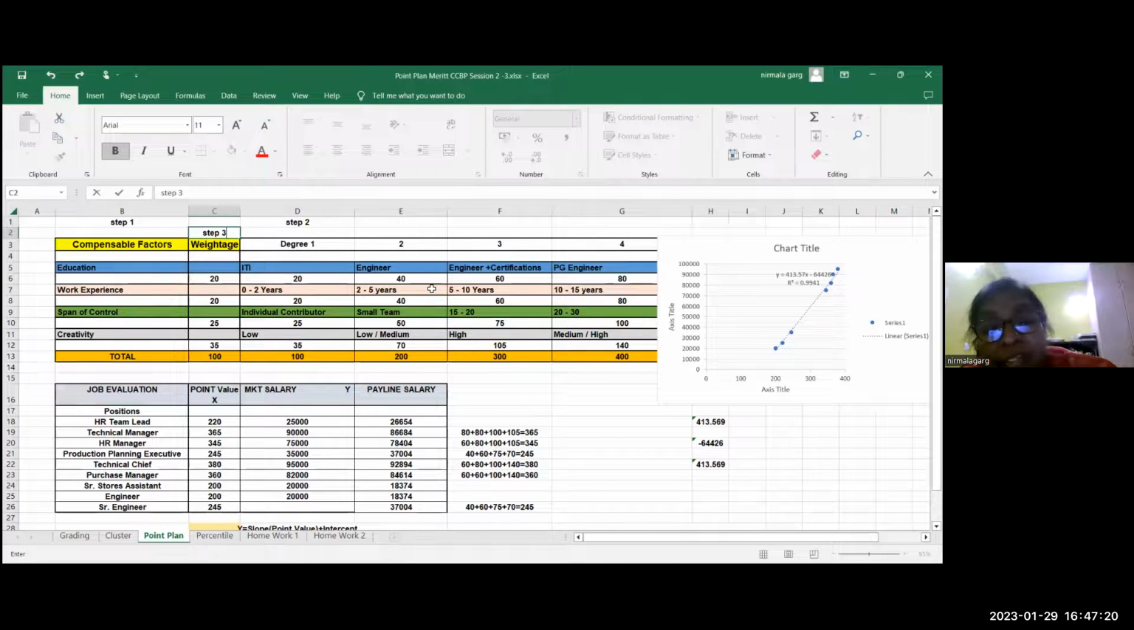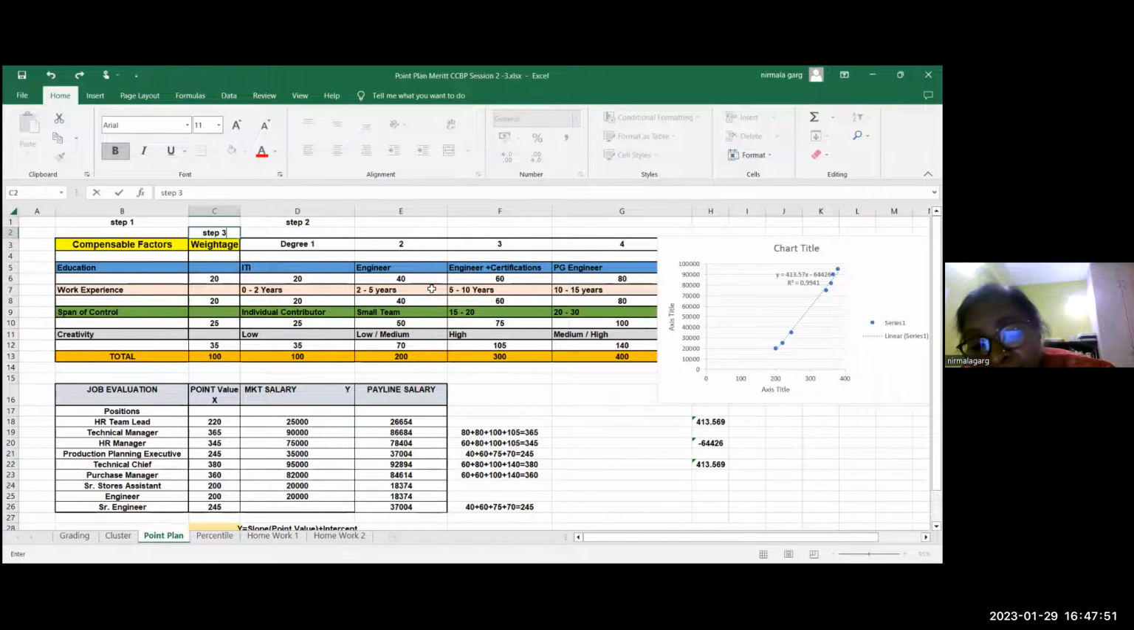No. So there is a science behind it. Depending on the complexity, it can be a 400-point plan, or a 500-point plan, or a 1500-point plan. Now here, since we are having 4 degrees, it is a 400-point plan. How did we arrive at that 400-point plan? Here, simple. What will be the weightage? All the compensable factors are not of the same priority. So you will have weightages.